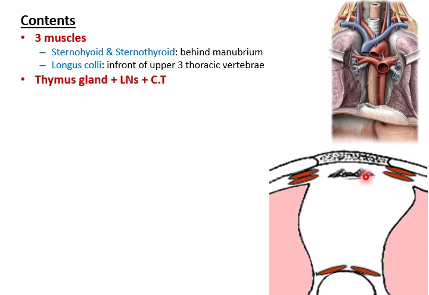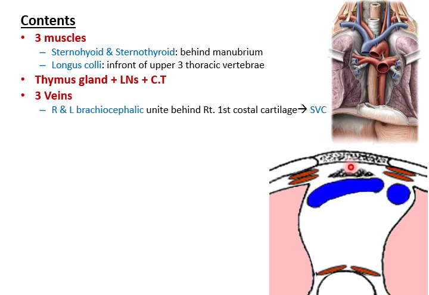The second three is a gland called the thymus gland, which is rudimentary in the adults. It lies behind the manubrium, extending down into the anterior mediastinum, together with some lymph nodes and areolar connective tissue.